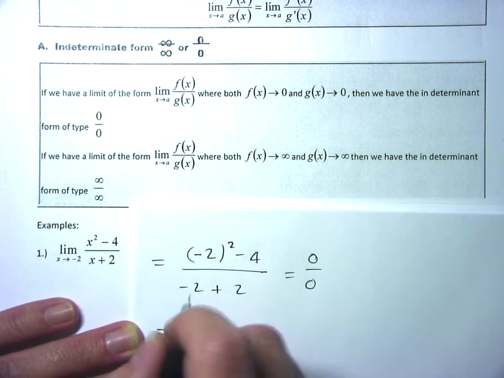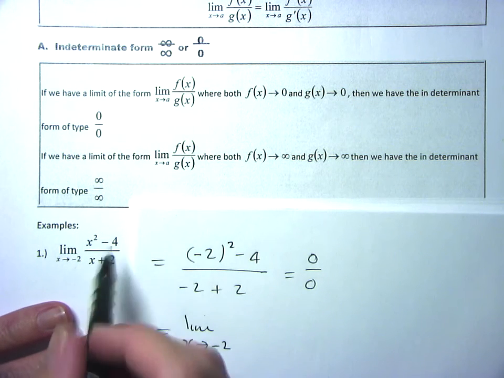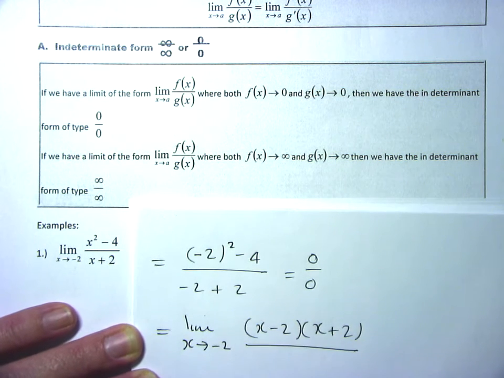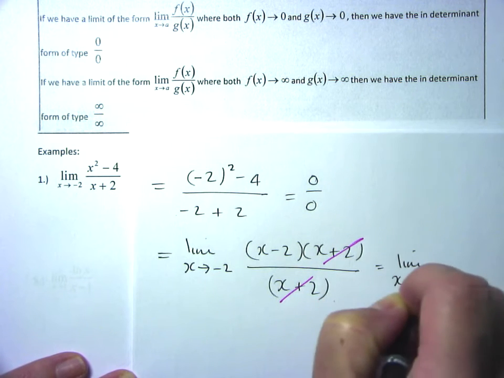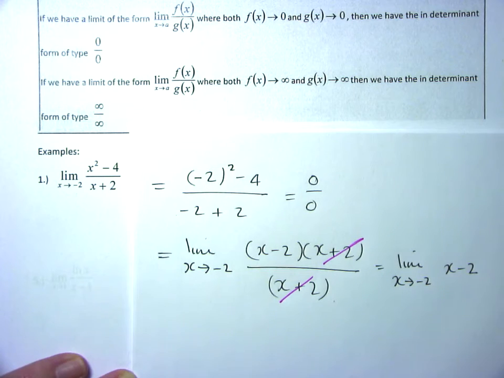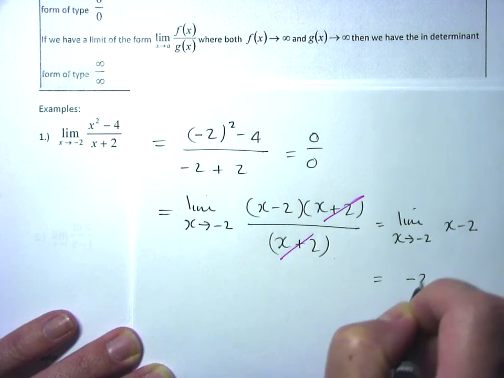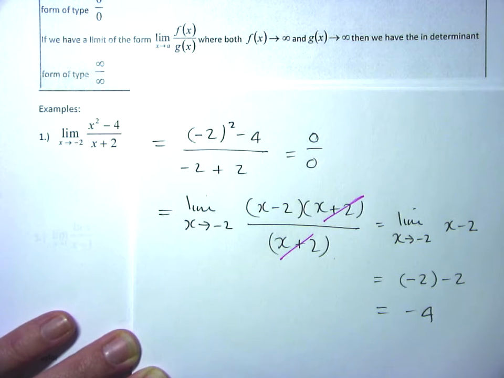So if it was 0 over 0, I would say, let's take this limit and factor. x squared minus 4 can factor into x minus 2 times x plus 2, divided by x plus 2. We notice that these two factors can cancel out. So we have the limit as x approaches negative 2 of x minus 2, which I can now just evaluate. If I plug negative 2 in here, this will be equal to negative 2 minus 2, which is equal to negative 4. This is the old method of doing it, which is still just fine. You can absolutely use that.